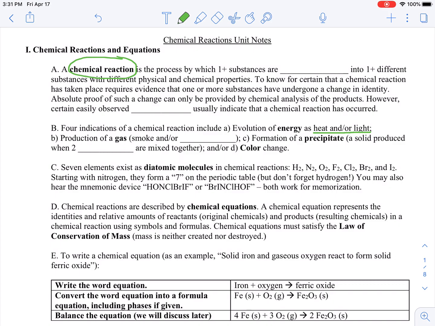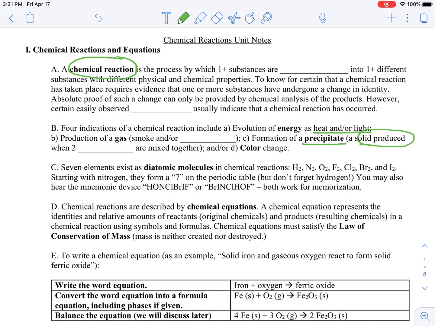We might also see a precipitate. If you think of precipitation, precipitation falls. A precipitate is a solid product that is produced and falls to the bottom of whatever our reaction vessel is when two solutions are mixed together. And remember, solutions are always aqueous, AQ. And then finally, we might see a color change.